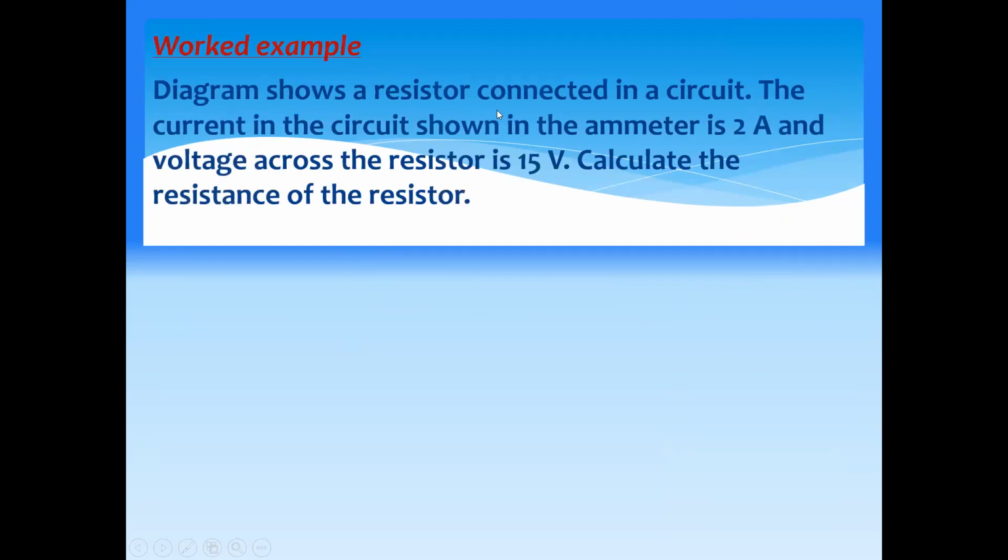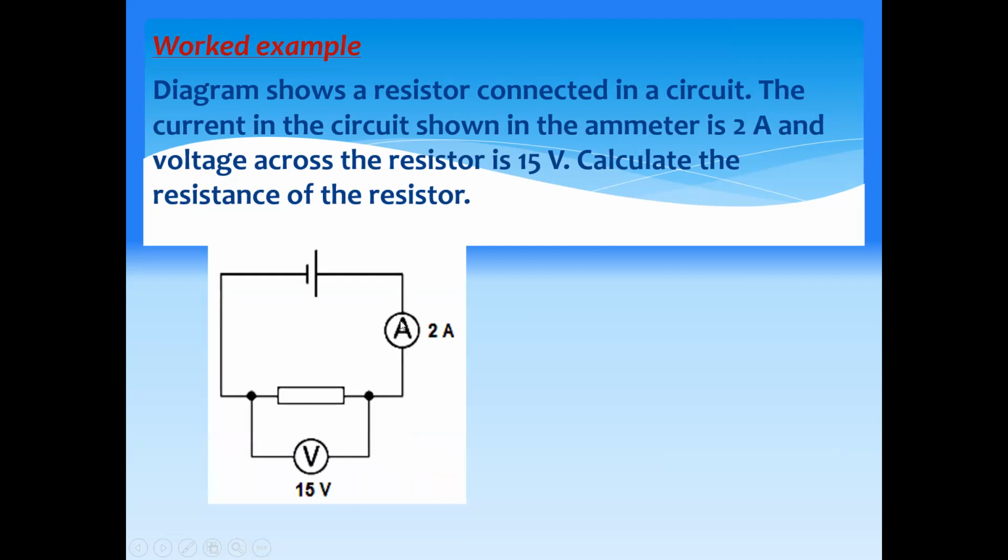The diagram shows a resistor connected in a circuit. Calculate the resistance. So we have a voltmeter. The voltmeter shows 15. So if the voltage across the voltmeter is 15, what is the voltage across the resistor? That is also 15. They will receive the same voltage because they are in parallel.